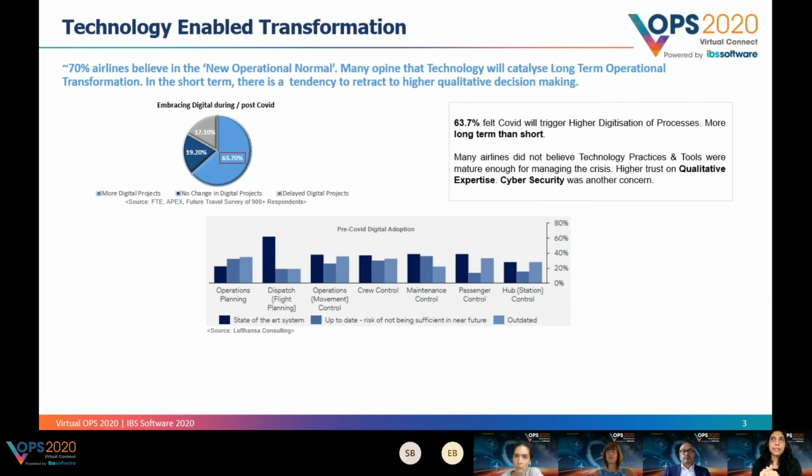This was also one of the concerns that airlines have raised: cybersecurity. We are seeing more cybersecurity issues during these times, and they were concerned about that as well. And their trust in secure, highly performing digital tools that help in fast recovery is not high enough. It's not there. So that's something that came out of our analysis.